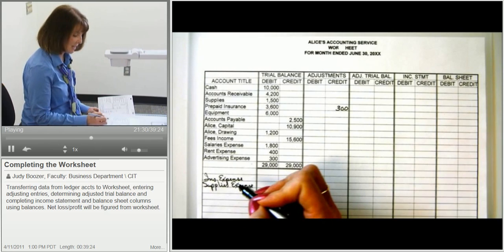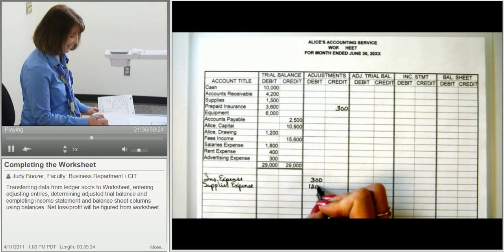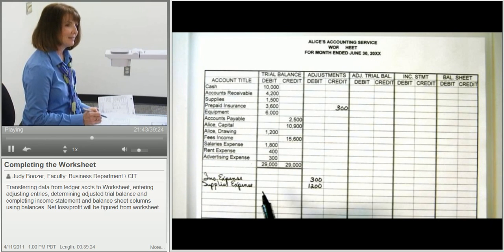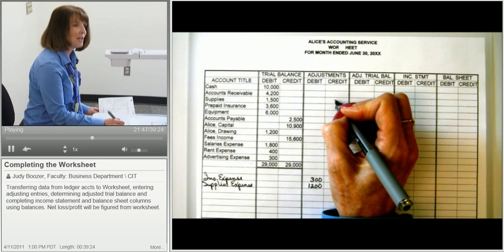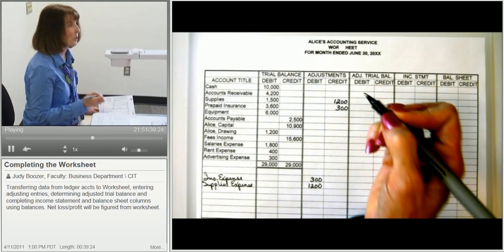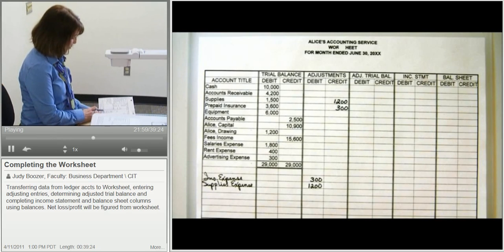And expenses are debits. So if we're debiting supplies expense, what are we going to credit? Good. Supplies. So up here in the adjustment column, you're going to put a $1,200 credit to supplies. Next one.